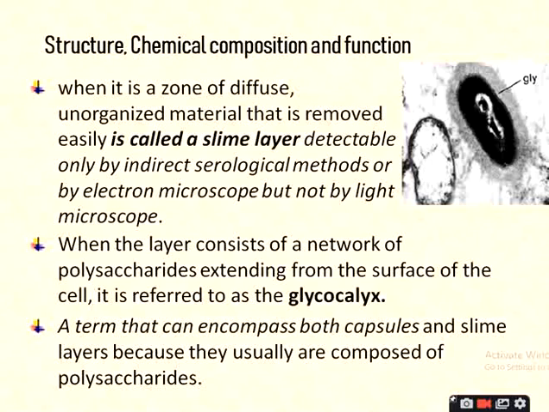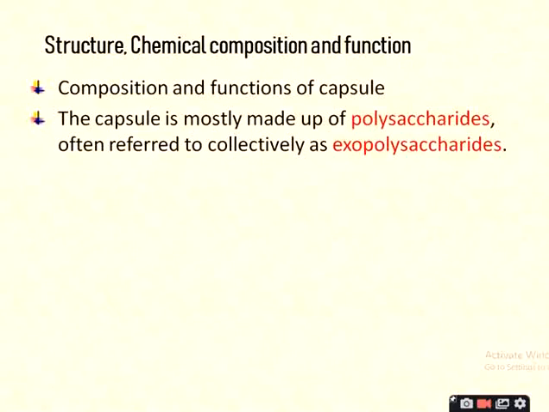Now, what is the composition of the capsule? That means how the capsule is made. The capsule is mostly made up of polysaccharides. Here poly means many, saccharides means sugar. That means it is made from many sugars and is often referred to collectively as exopolysaccharide. That means it is the secretion of bacteria.